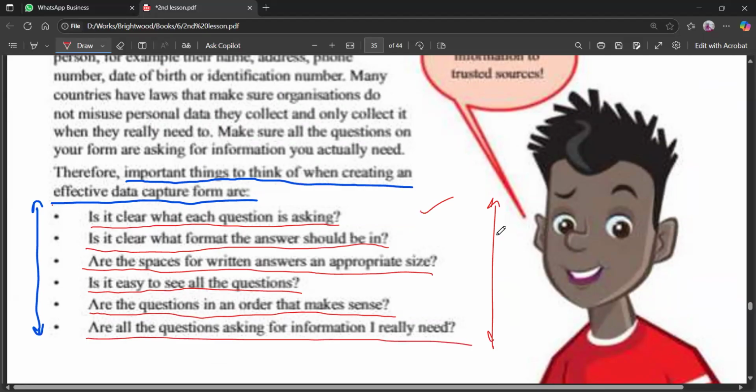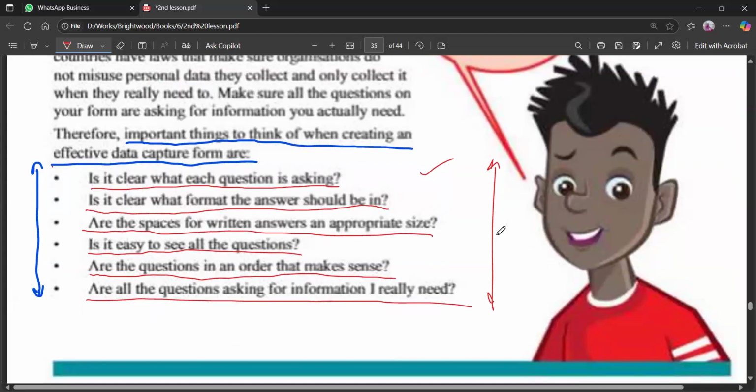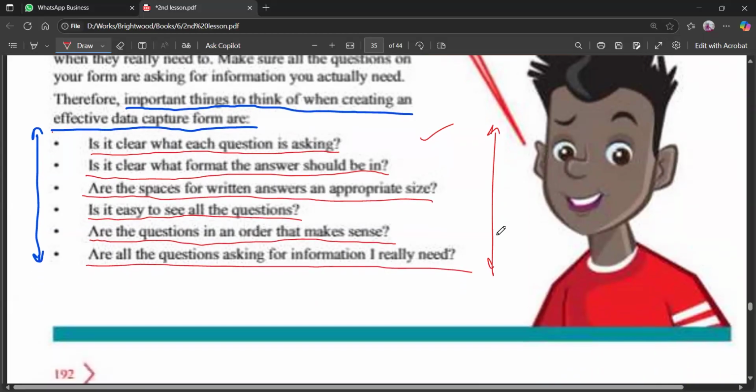And there are important things to think about when creating an effective data capture form. It should be clear what each question is asking. It is clear what format of answer should be given. What is the space for writing? Is that space enough for written answers? It is easy to see all questions. Are the questions in order or not? Are all questions asking about information that is really needed or not? Okay, write that one.